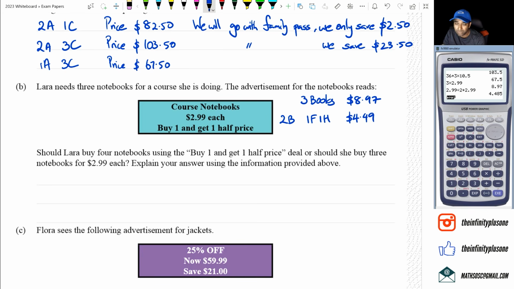And if she was to buy 4 books, I'd actually double that by 2. So it's about $8.90. So let's actually not put that one. Let's go with 4 books. So if she was buying 4 books, where she buys 1 at full price and 1 at half price, then that price is going to be $8.97.